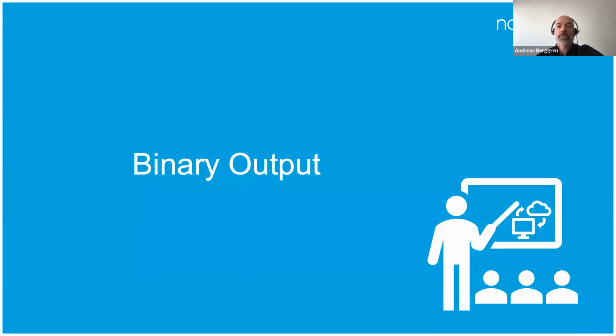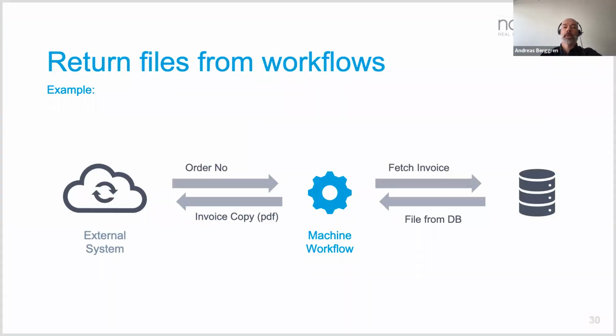Next, binary output. Binary output means that we can return files from machine workflows. This can, for example, be used as a service which returns a copy of an invoice PDF.